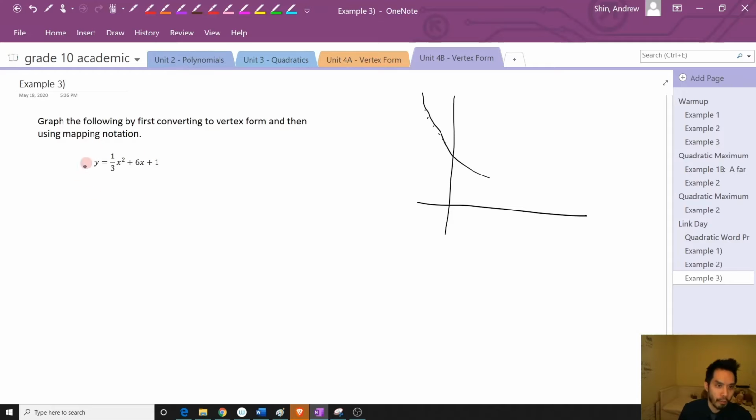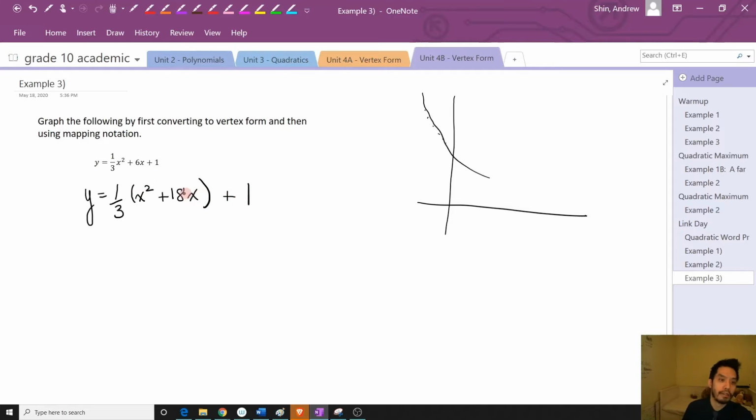So, how do we convert to vertex form? First thing you have to do is factor out this a value from both these first two terms. So you're going to divide out by 1/3. Dividing by 1/3, it's going to give us x squared here. 6 divided by 1/3 is the same thing as multiplying by 3. So that's going to be 18x. And I'm going to leave the last term to be plus 1 here.